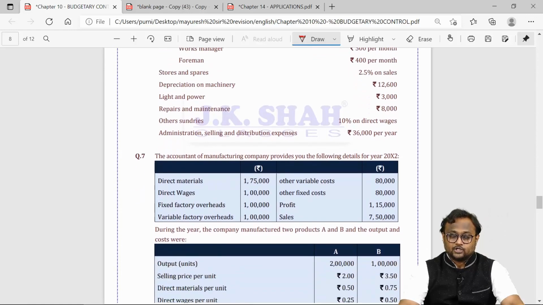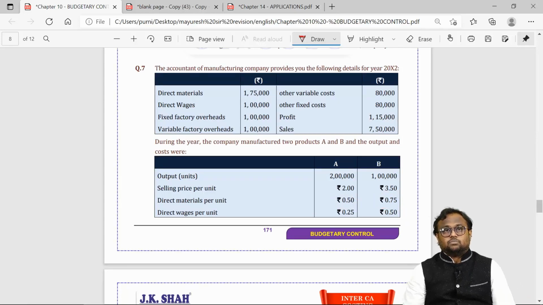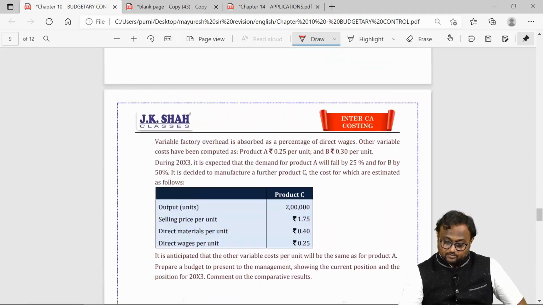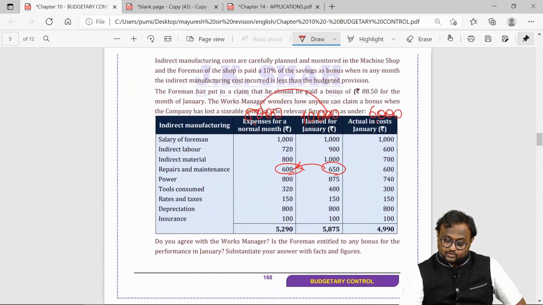It was simpler than a cost sheet question. This was also the same. For variable portion, CPU was the same. For fixed portion, total was kept the same. So there was nothing strategic, nothing differentiating which was required to be discussed in this question. Question number 7 was pretty simple. All other conceptual discussions we have already covered.